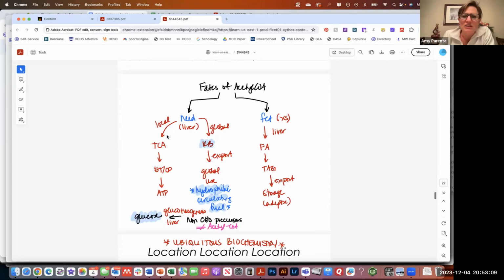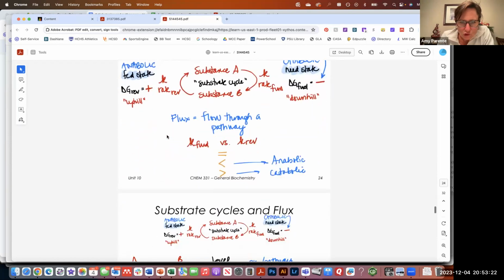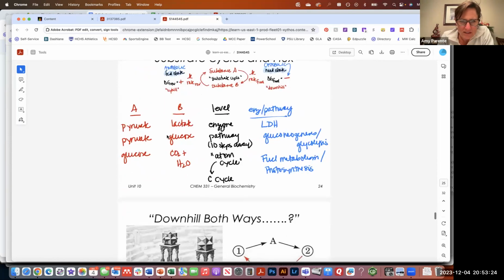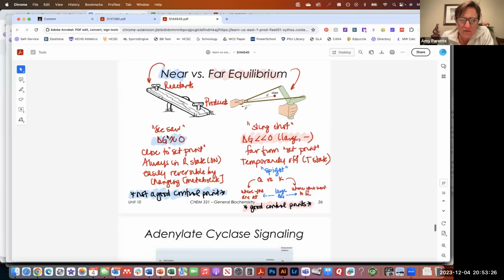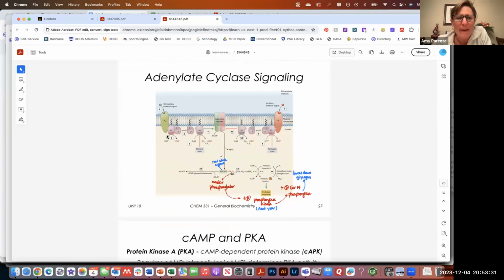Big picture, I want you to think about fates of different molecules under need state versus fed state, right? We talked about substrate cycles. We talked about near and far equilibrium. And then this was the last thing that we sort of talked about. We didn't learn these details, so don't worry about them.